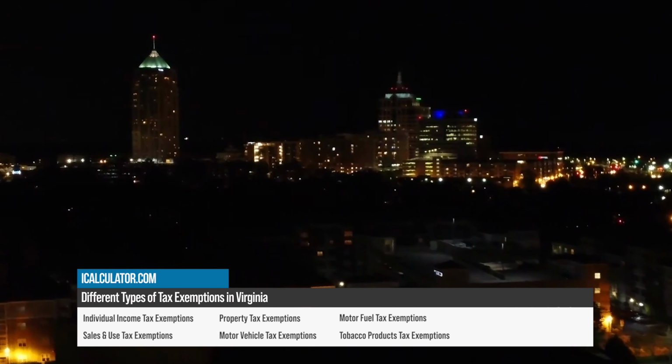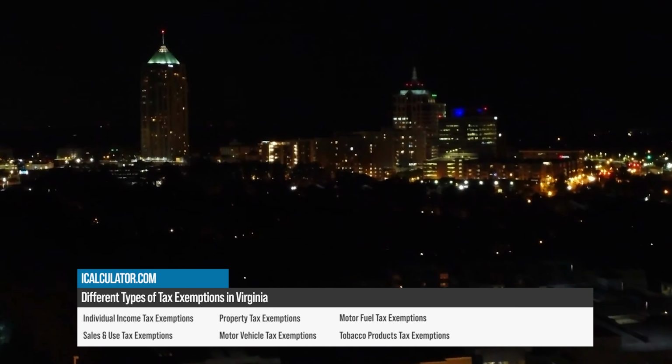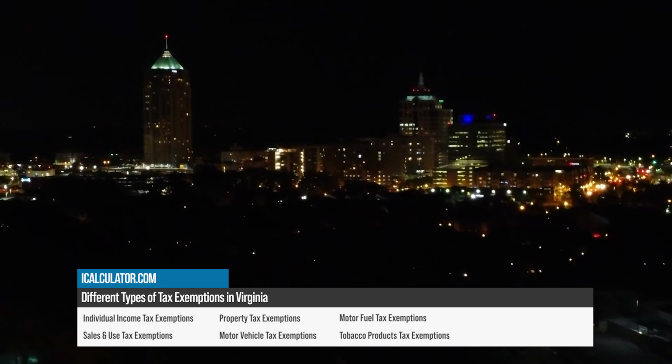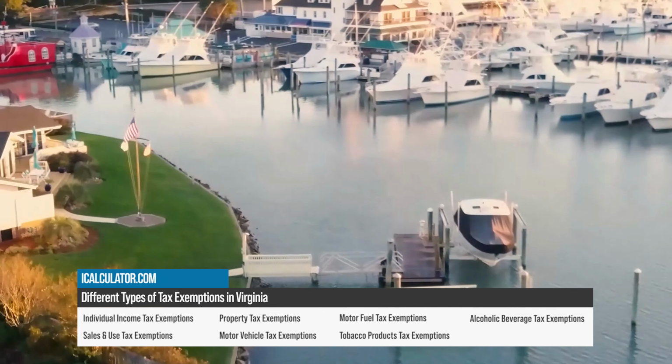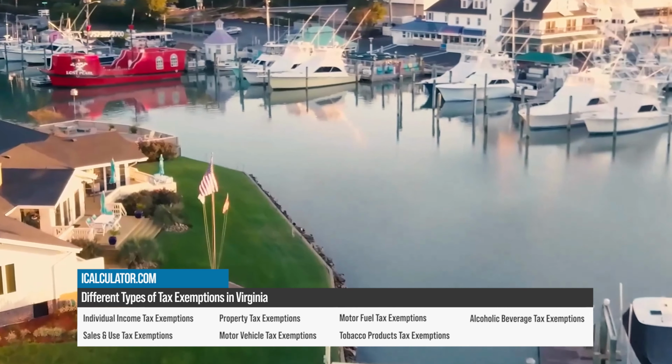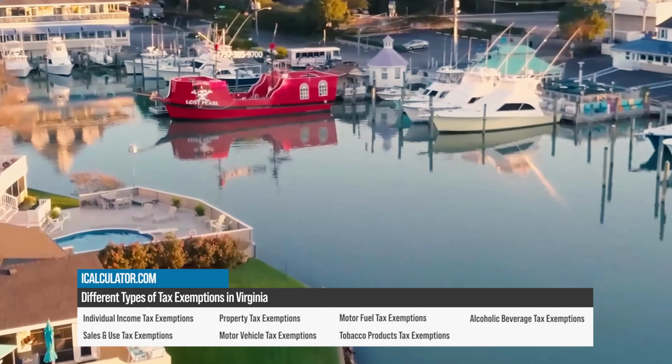Tobacco products tax exemptions. Exemptions include sales to the U.S. government and sales for export outside the state. Alcoholic beverage tax exemptions. Exemptions include sales to the U.S. government, sales for export outside the state, and certain sales to non-profit organizations.